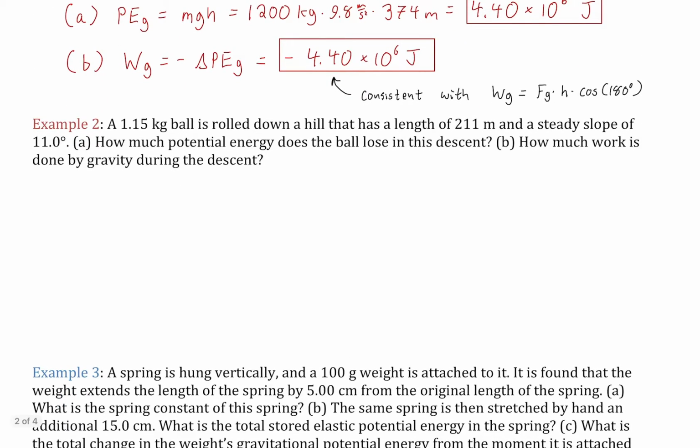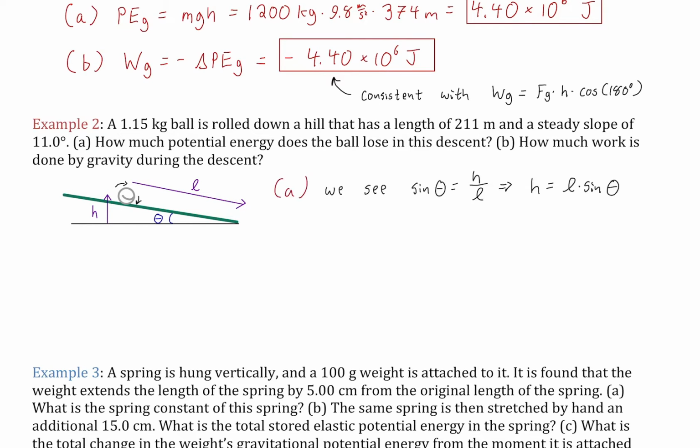So example 2. A 1.15 kilogram ball is rolled down a hill that has a length of 211 meters, a pretty long hill, and a steady slope of 11 degrees. How much potential energy does the ball lose in this descent, and how much work is done by gravity during the descent? Here's the ball rolling downhill. We want to look at the geometry here and notice that sine theta is opposite over hypotenuse, so it's h over L. That means h is just L sine theta. That's the height that shows up in the formula mgh.